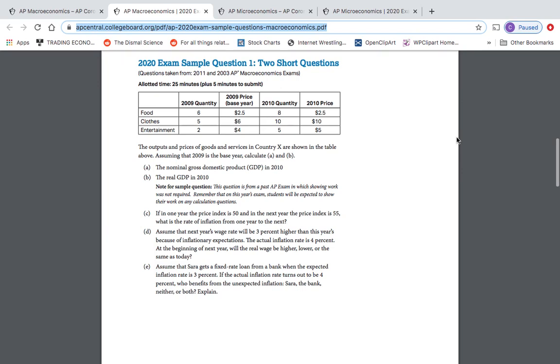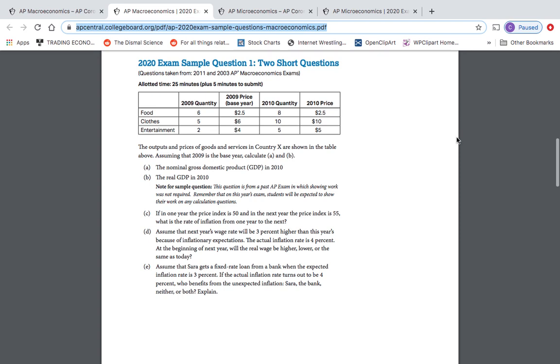Now, I'm going to just kind of walk through how to do it for now, but I want you to do this on your own as part of this week's assignments, and then we will check our answers up against the key. So here they give us 2009 food, clothes, and entertainment, and 2010 food, clothes, and entertainment. So the output, they're giving us the quantity, which is the output, and they're giving us the prices for those corresponding years. They tell us that 2009 is the base year here. So assume that 2009 is the base year.